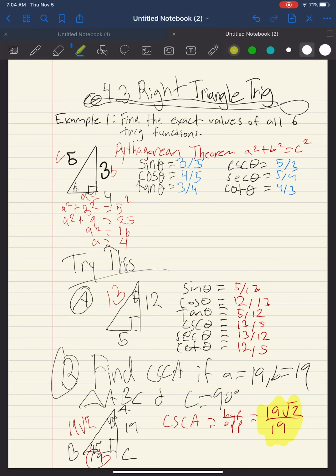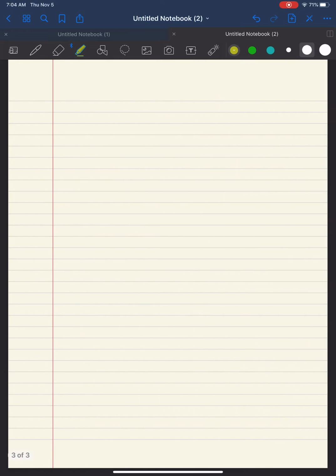All right. So let's go on to the next note, which is example 2. But same thing, evaluate.